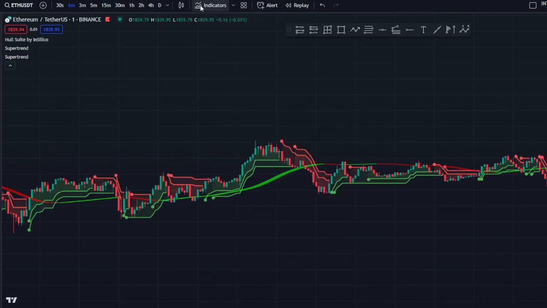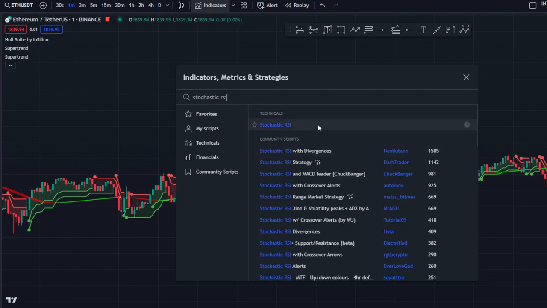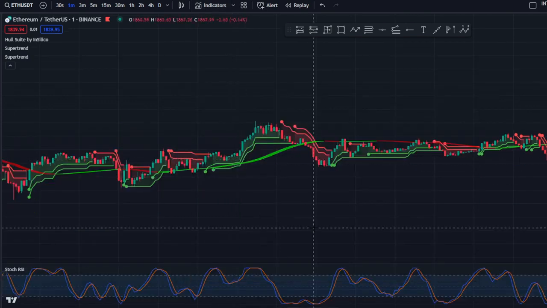Last but not least, what we're going to be doing is adding the Stochastic RSI indicator. This will be the 4th indicator, and you're going to leave it as default settings. So let's dive straight into this.